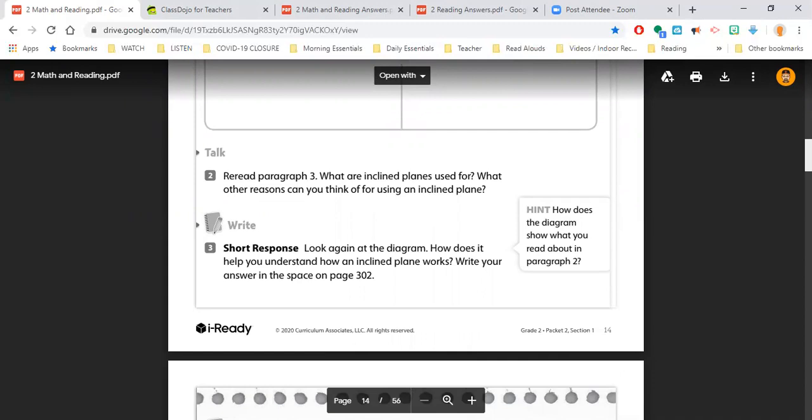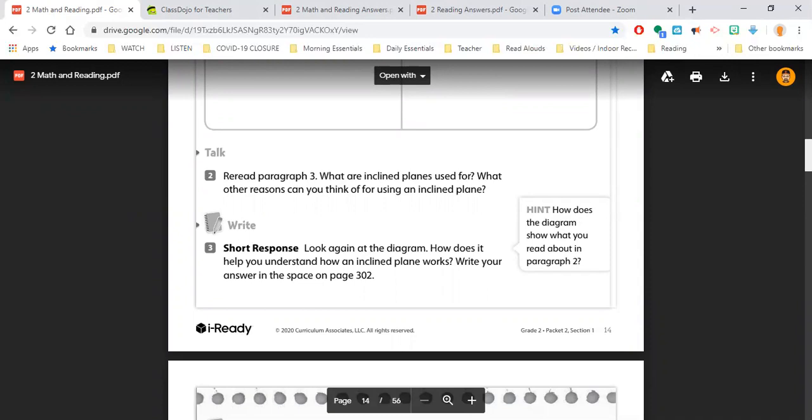Okay. Number 3 says, short response. Look again at the diagram. That means you're going to go back. Okay. I'd even recommend rereading again to make sure you understand. How does it help you understand how an inclined plane works? So how is that diagram helpful for you?